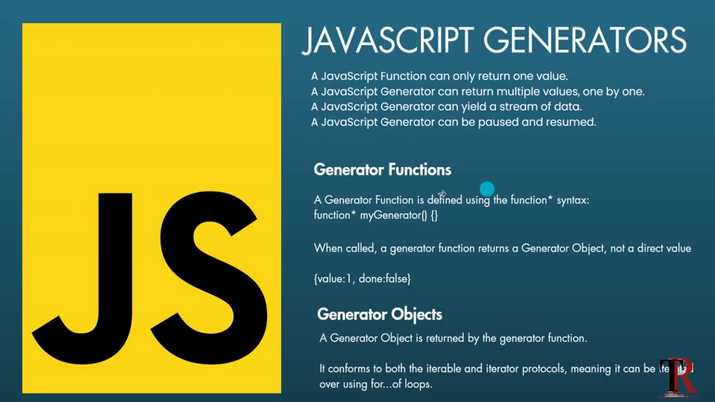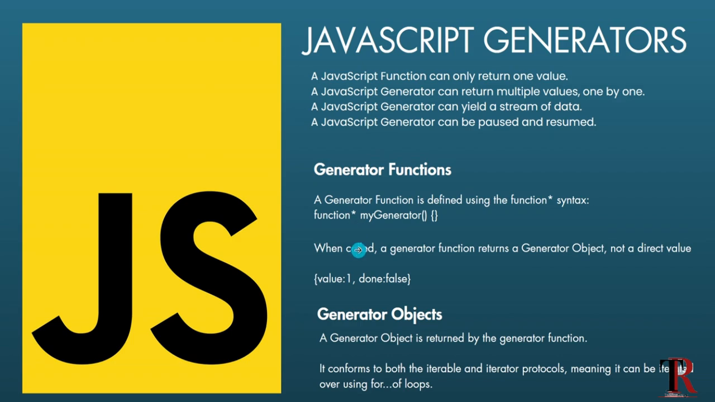Now, generator functions. A generator function is defined using the function asterisk syntax. And here's an example: function asterisk myGenerator. Then you can see the opening and closing brackets as well as the curly braces to signify that this is actually a function. What makes it different from a normal function is just this asterisk. This is just a normal function in JavaScript, but with this asterisk, this is what makes it a generator function.